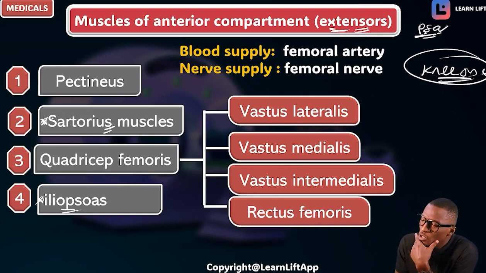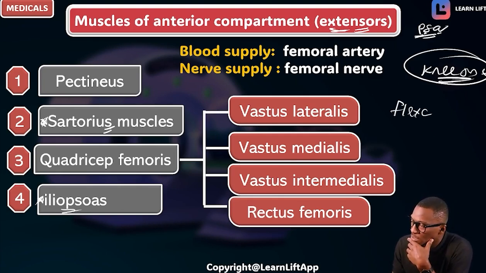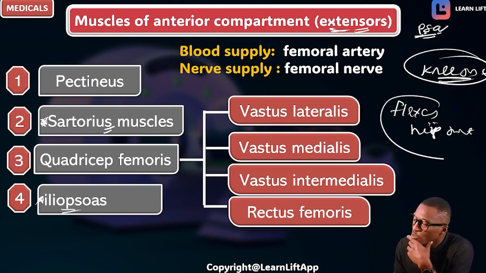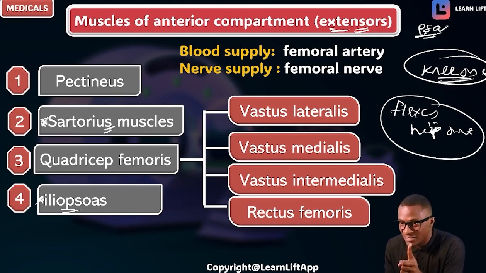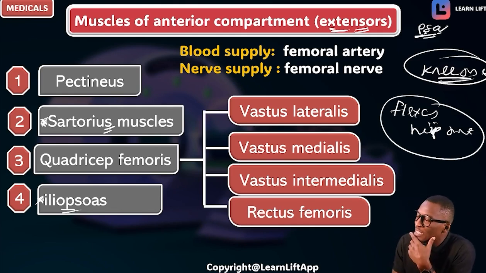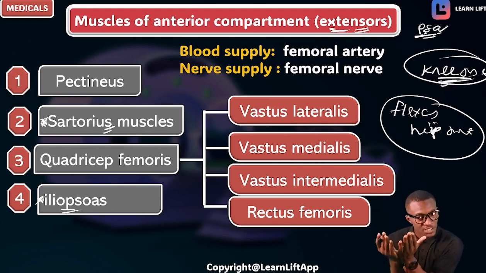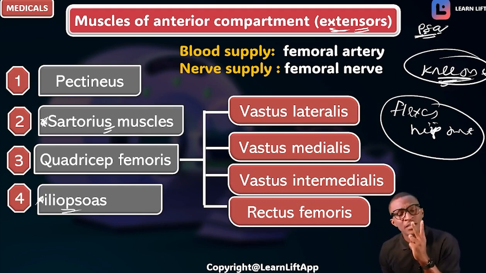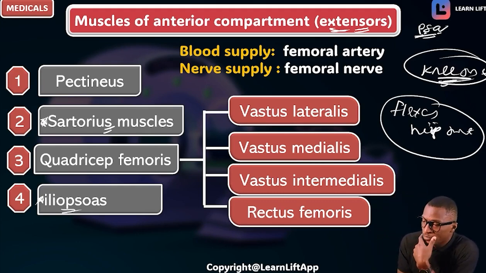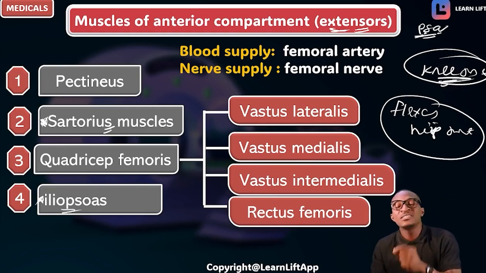Now, but your sartorius muscle and iliopsoas are flexors of the hip joint. This is the hip. So both of them are not extensors. Now look at it. Normally we say the anterior compartment muscles are extensors of the knee joint. Extensors mean to increase the angle. Flexors mean to decrease the angle. But among them, these 2 are different: your sartorius muscle and your iliopsoas muscle. They are not extensors. What they do is that they flex.